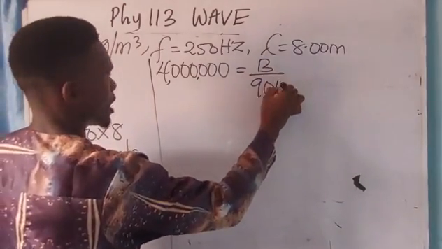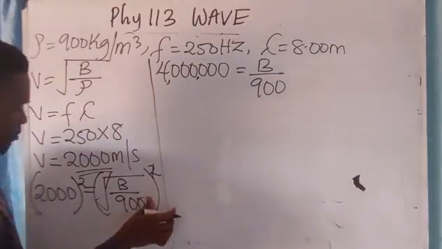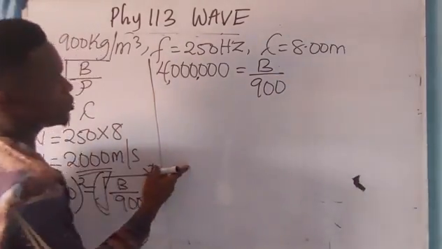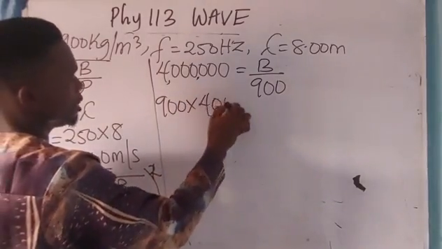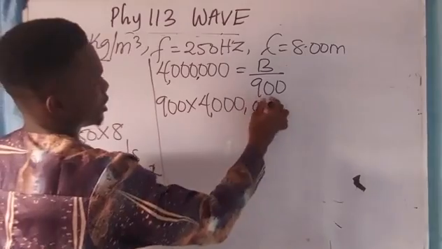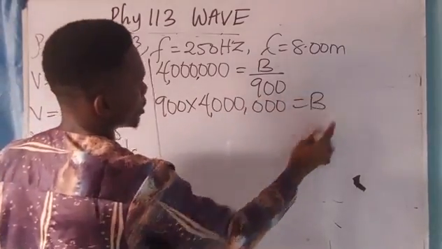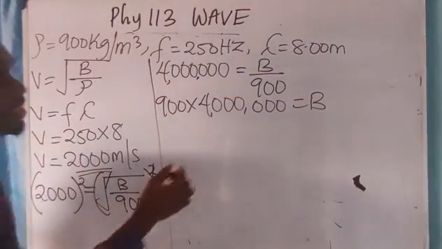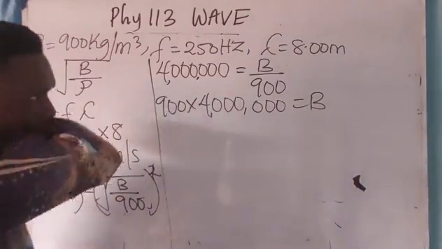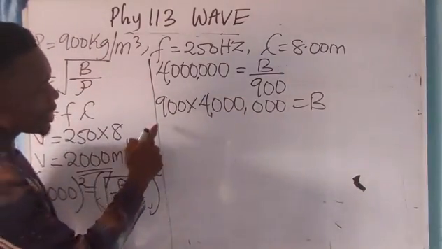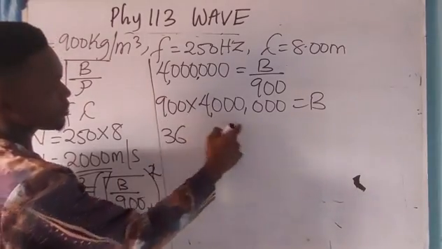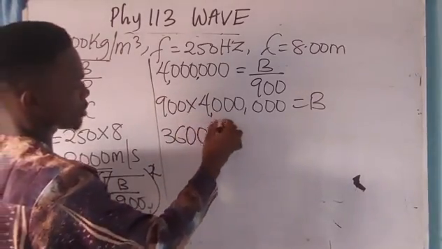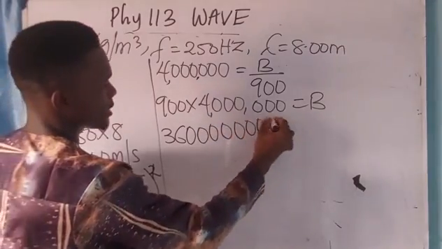Then it's over 900. Okay. Plus 900. Now what do you do? You cross multiply. You say 900 times 4 million equals what? Bulk modulus. Now what do you have? 9 times 4 is 36. How many zeros do you have altogether? 8. 1, 2, 3, 4, 5, 6, 7, 8.